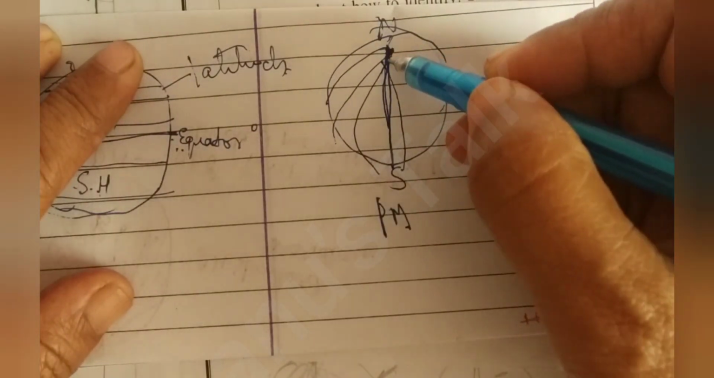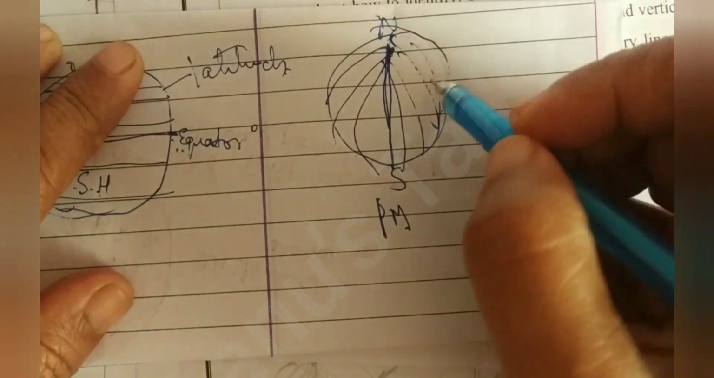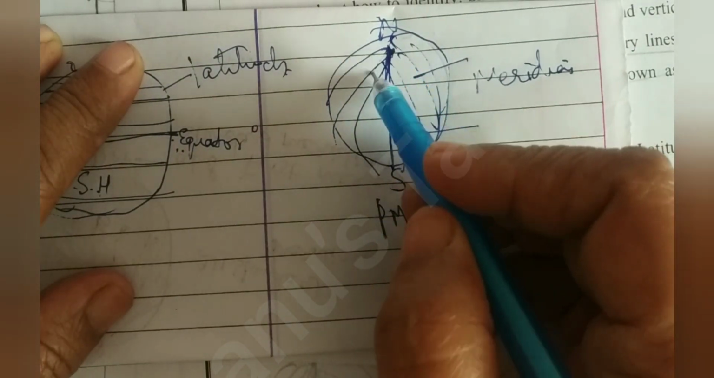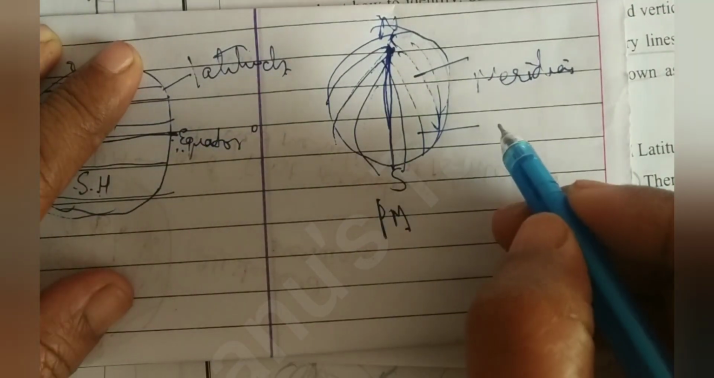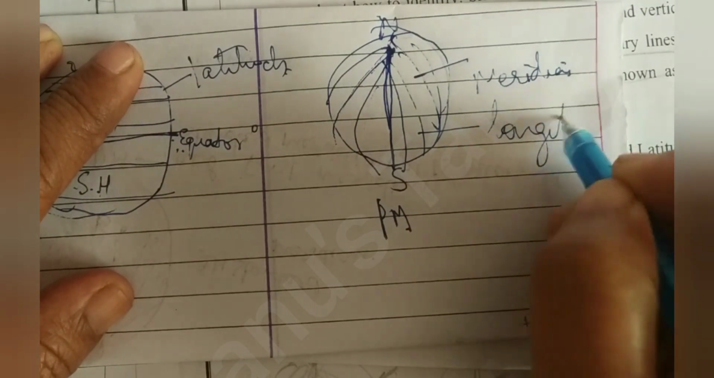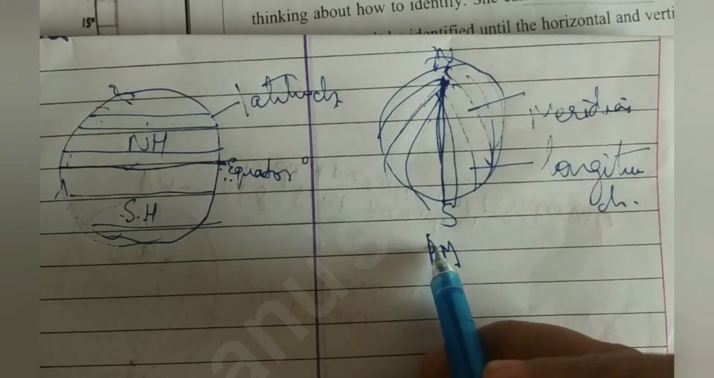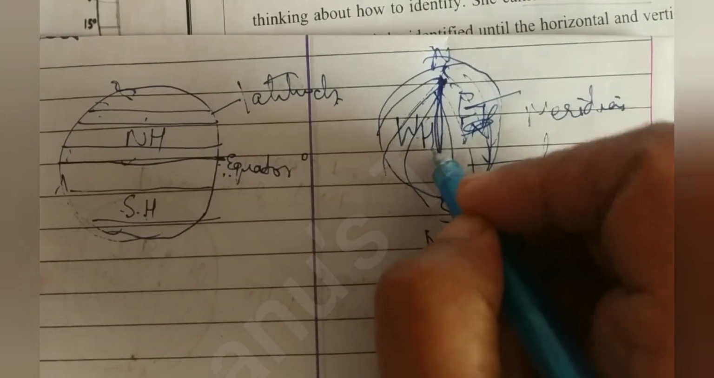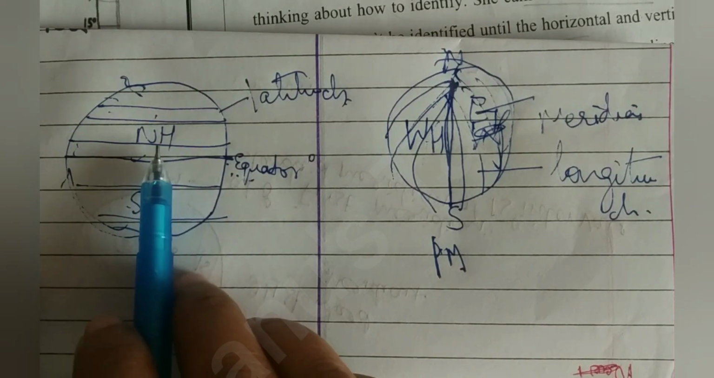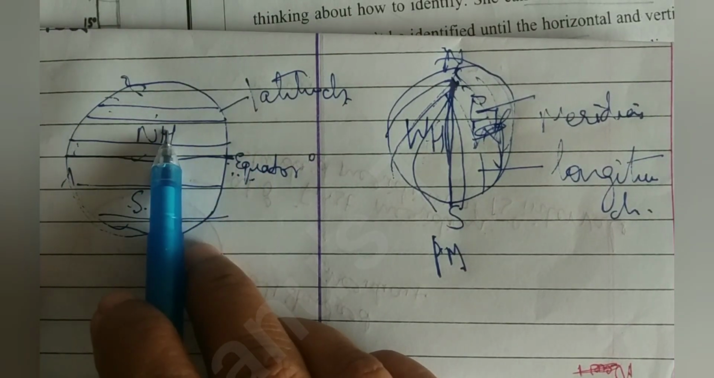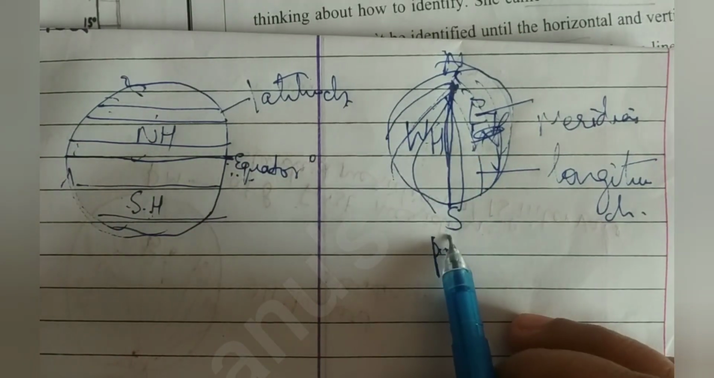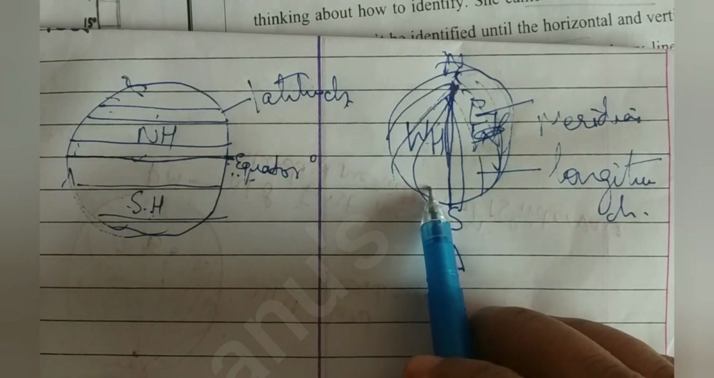Fine. So these lines are called meridians. And these lines, drawn vertically from the north to south pole, are called longitudes. Fine. So this prime meridian divides the earth into two equal halves, that is eastern hemisphere and western hemisphere. Equator divides the earth into northern hemisphere and southern hemisphere.